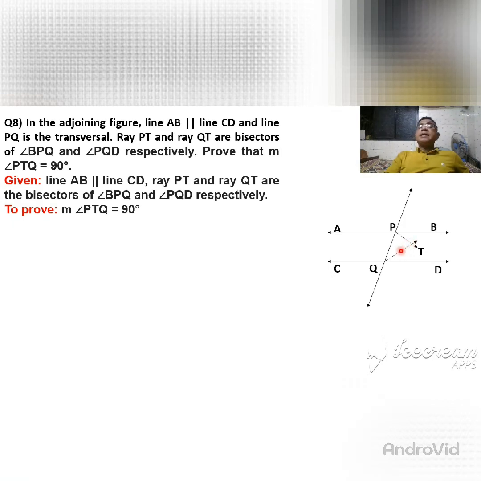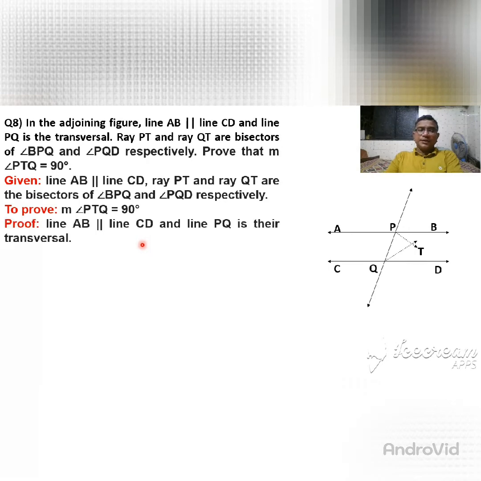They are bisectors of angle BPQ, which means this PT is the bisector of angle P. PT is the bisector of angle P. And angle PQD, so this QT is the bisector of angle Q. Bisector means divided into equal parts, so one half. And you want to prove PTQ is equal to 90 degrees.